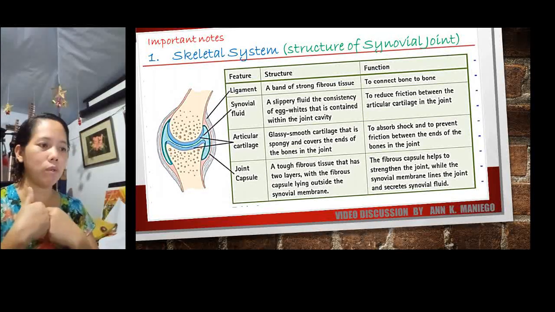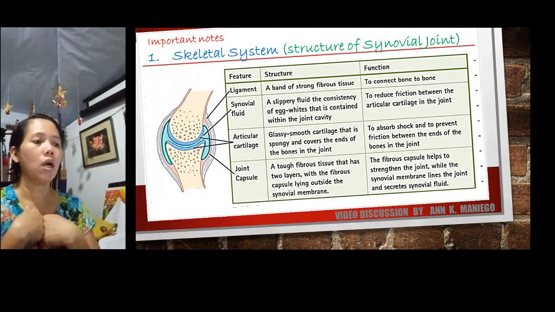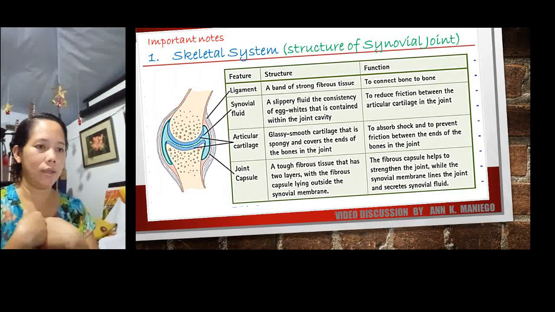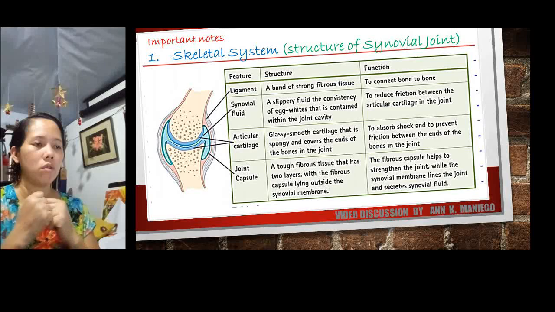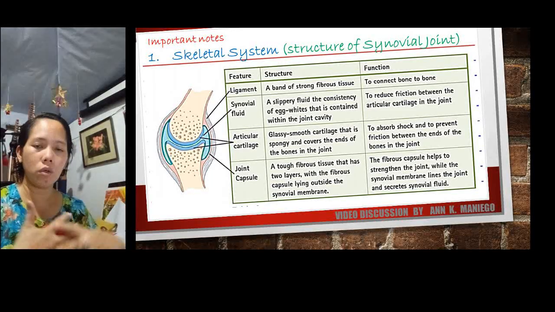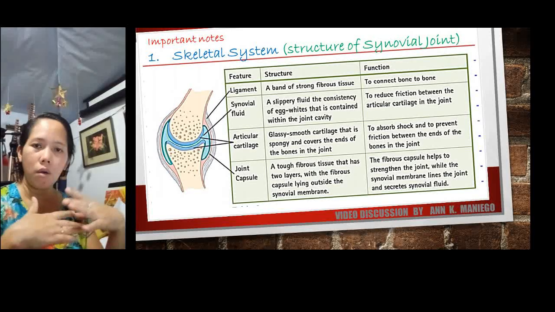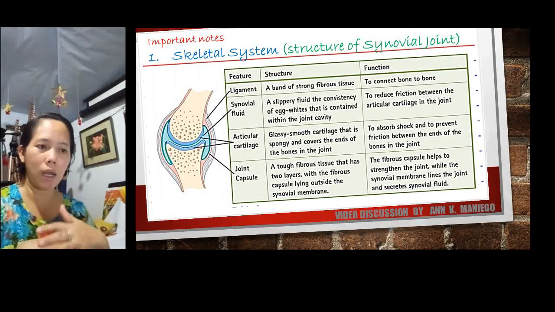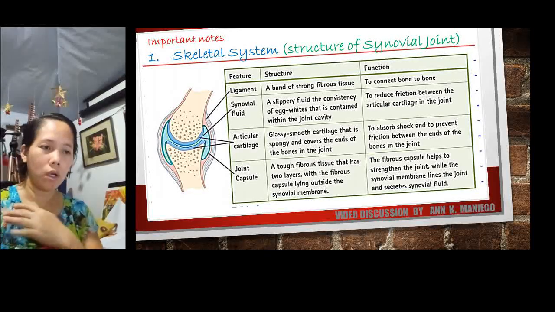So a tough fibrous tissue that has two layers with the fibrous capsule lying outside the synovial membrane. Okay, so mas tough pag yun siya, fibrous tissue niya, two layers. Lahi po tong ligament, naa pod siya sa ibabaw. So kwapo siya og protection. So muna siya atong pangalagaan, no? Sabta na tong ay inaana di ang structure sa atong mga joints.